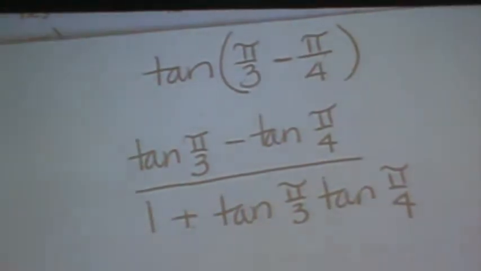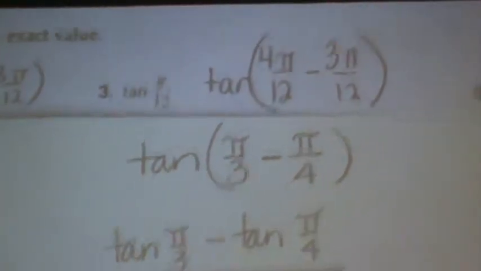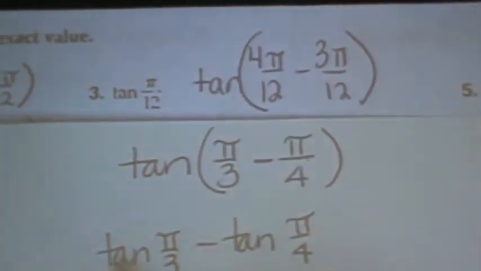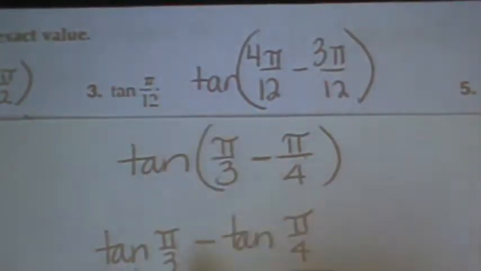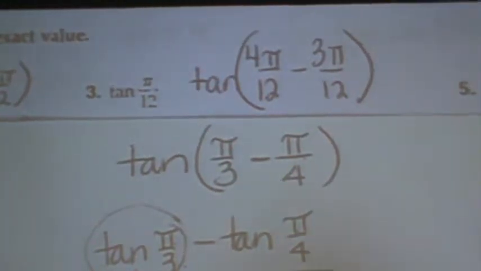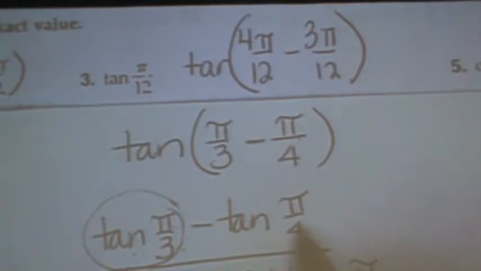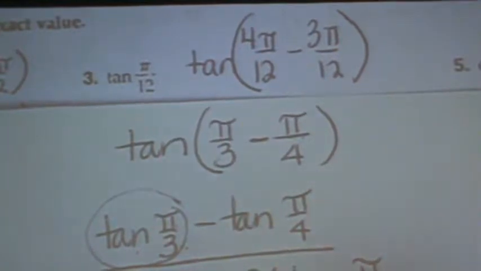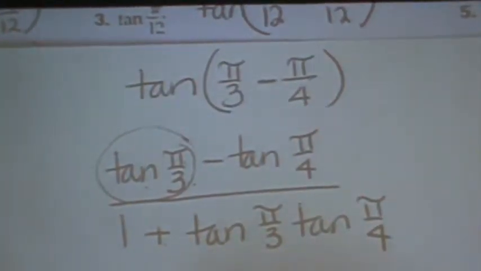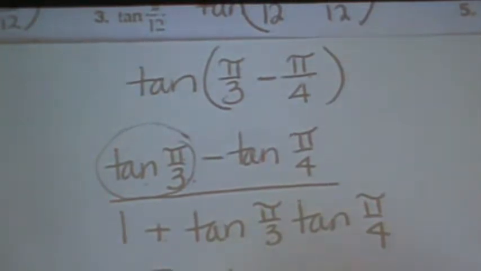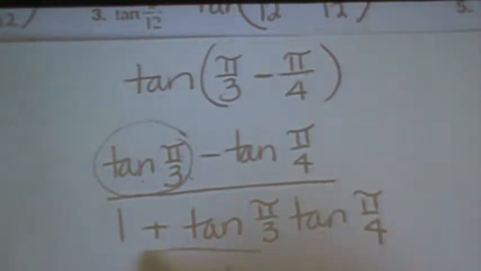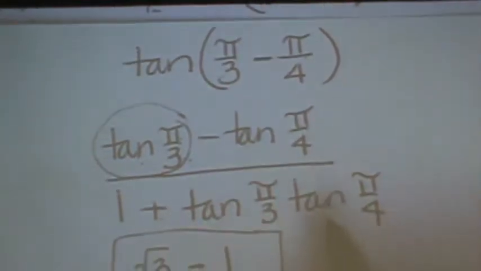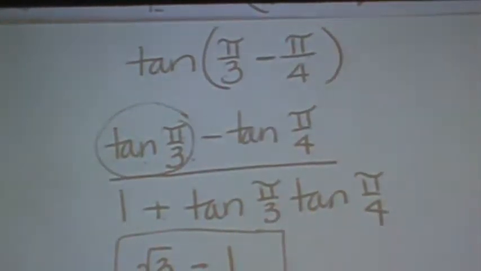So now all we're doing is replacing these values, these tangent of pi over 3, you're going to look at your 60-degree angle, and that's going to be this is equal to root 3 minus, now you're going to look at a 45-degree angle. 45-degree angle, what's the side opposite over adjacent? That's 1. And then 1 plus, it's the product of these two. So what's root 3 times 1? It's root 3.